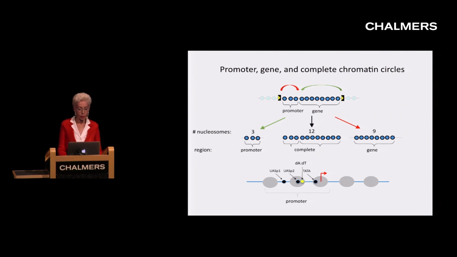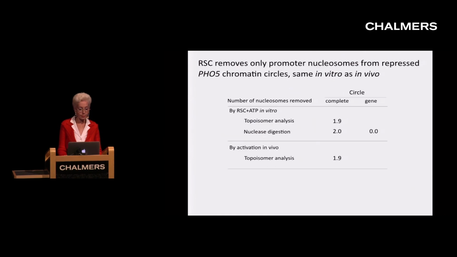One of these nucleosomes contained the A-T sequence for recognition by RSC, and also a binding site termed UASP2 for an activator protein. A second binding site termed UASP1 for the same activator is always exposed in the adjacent linker region. In other experiments, we placed the recognition site for the recombinase between the promoter and the gene to isolate a promoter circle bearing 3 nucleosomes or a gene circle bearing 9 nucleosomes.